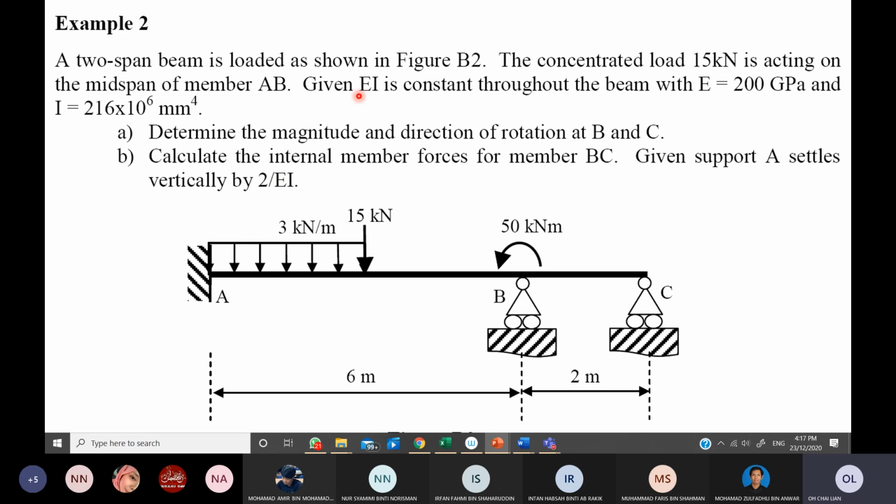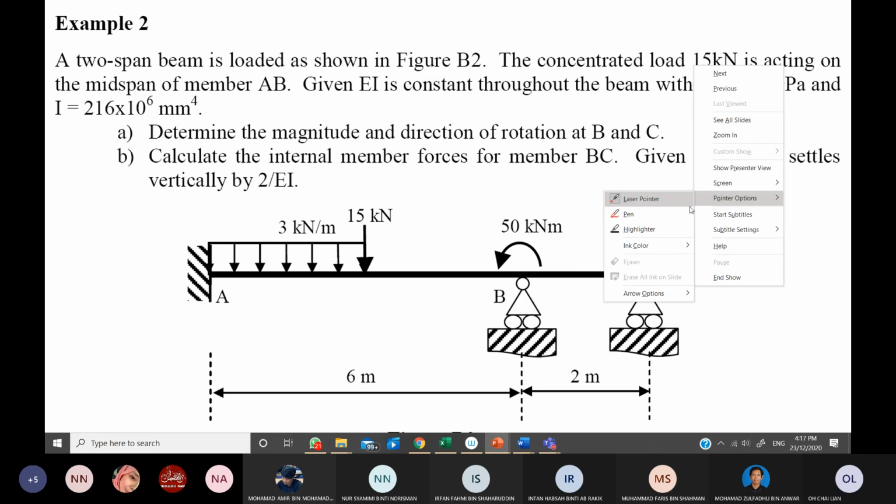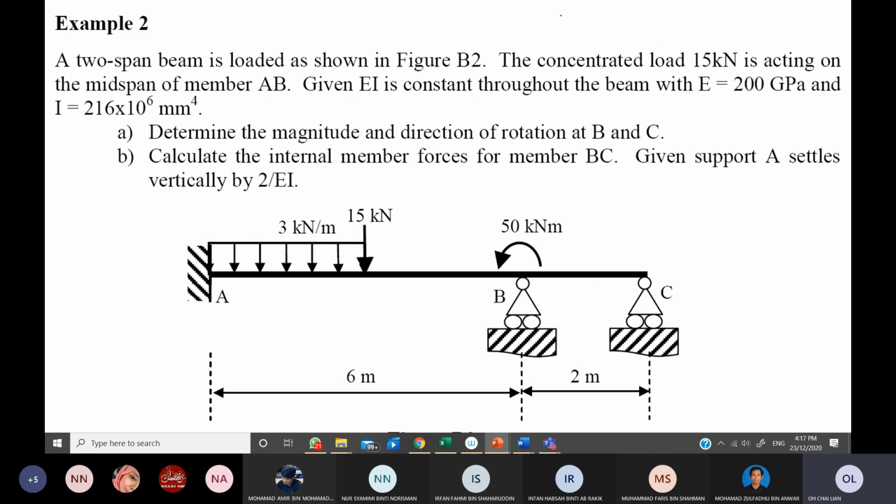Given EI is constant here, E is 200 gigapascal, I is 20 times 10 power 6 mm power 4. This means you need to always know how to convert Pascal and mm4. We are going to use the units kilonewton and meter in solving this problem.